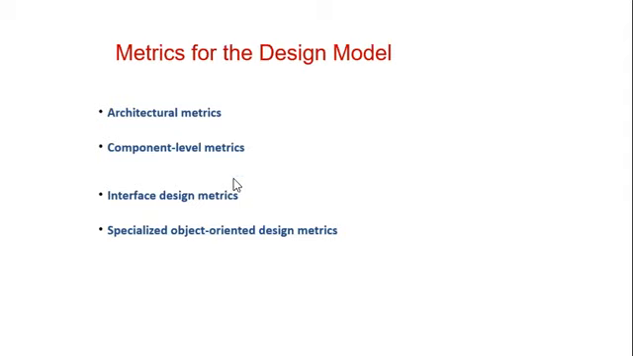Now in the metrics for design model, the first one is your architectural metric. Within this architectural metric, it provides the indication of the quality of your architectural design. So architectural metric means what is the quality of the architectural design that you develop.